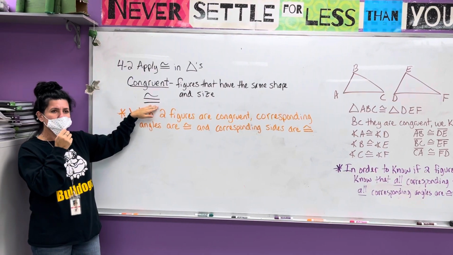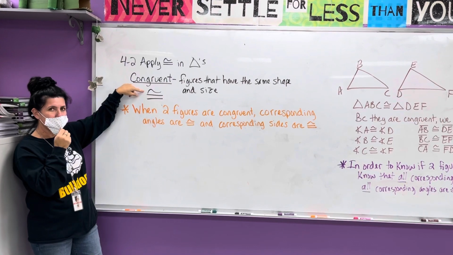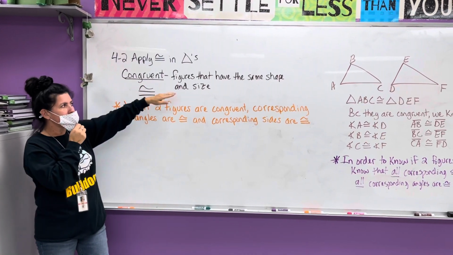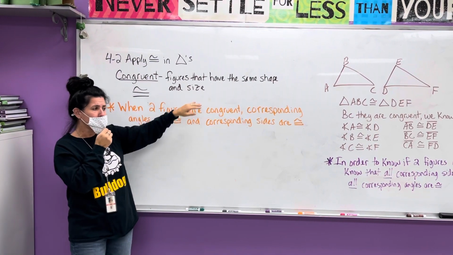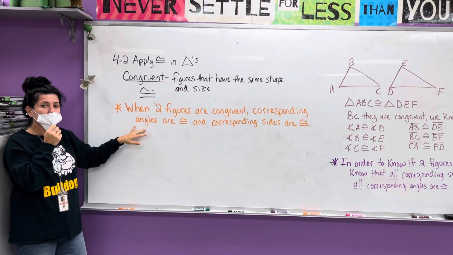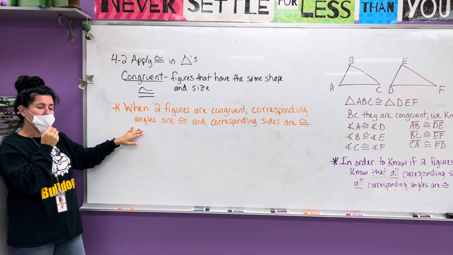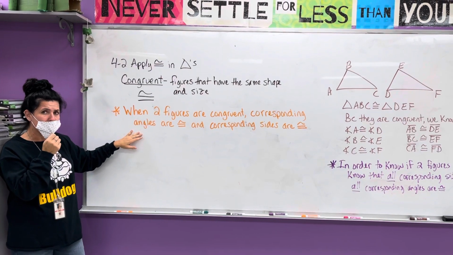This is the symbol for congruence. It has an equal sign with a little wavy line above it. And again, that means that they are the same shape and the same size. When two figures are congruent, the corresponding angles are congruent and the corresponding sides are congruent.